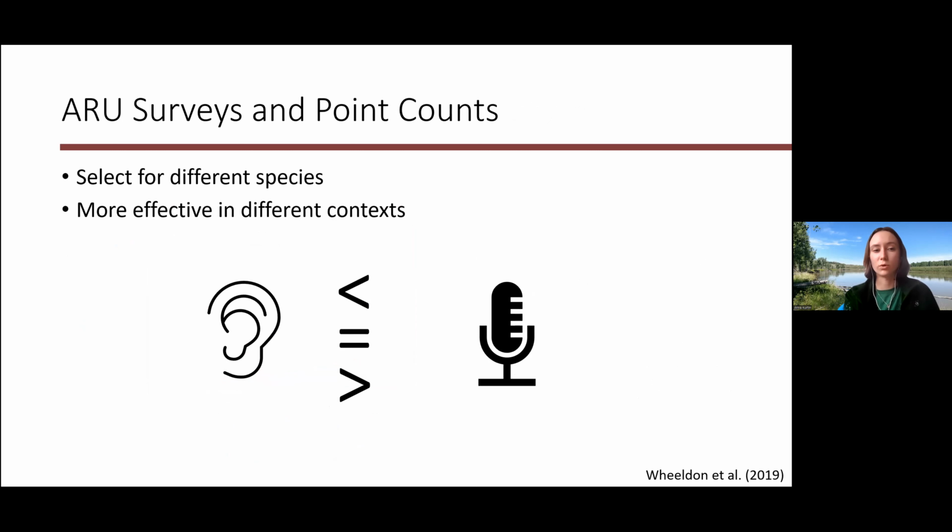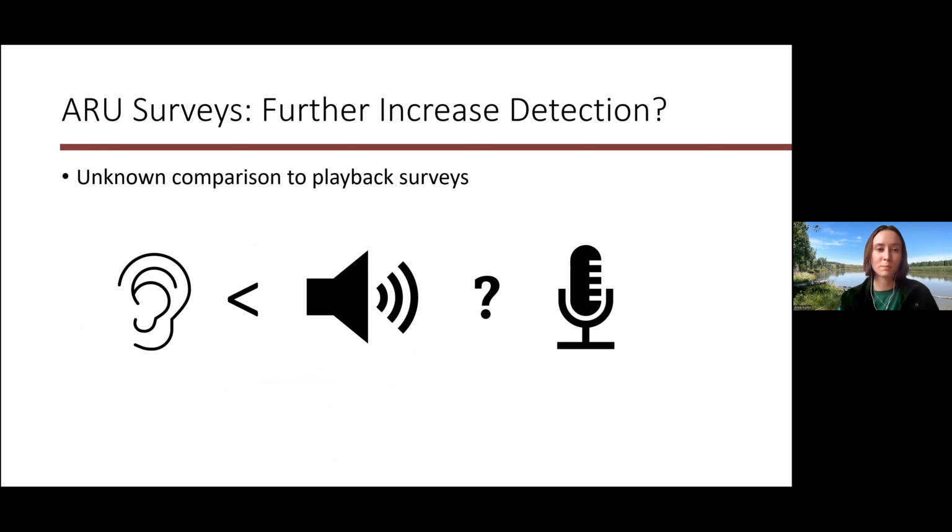With ARU surveys and point counts, it's a little bit more gray. Generally, the research has found that each method selects for different species, and that one might be more effective than other in a different context based on what your research questions are. And so we're not really sure how ARUs compare to playback surveys yet.